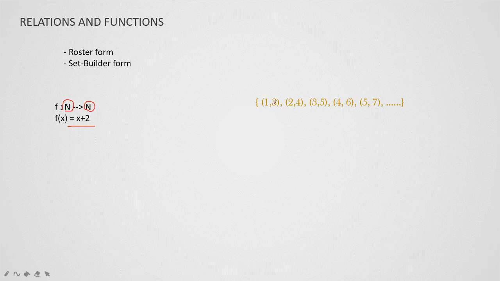What does it mean? This is the domain value. If it is 1, the answer will be 3, because 1 plus 2 is 3. If input is 2, output will be 4. If input is 3, output will be 5. Input is 4, output will be 6. If input is 5, output will be 7. It goes like that. So all the first values are domain, and all the second values are codomain, or we can actually say the second values are range, because these are specific values. So all the second values are part of range.